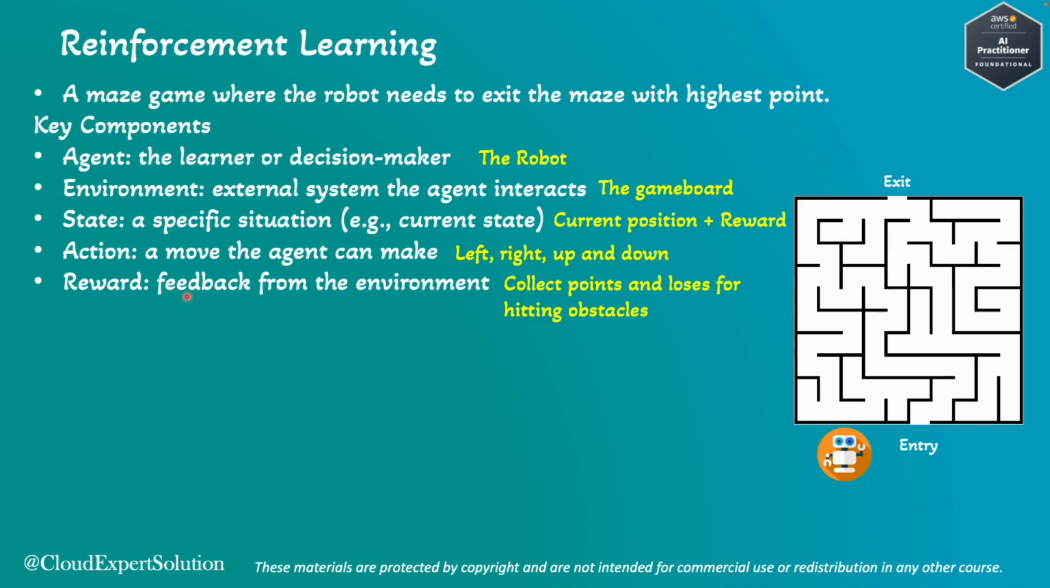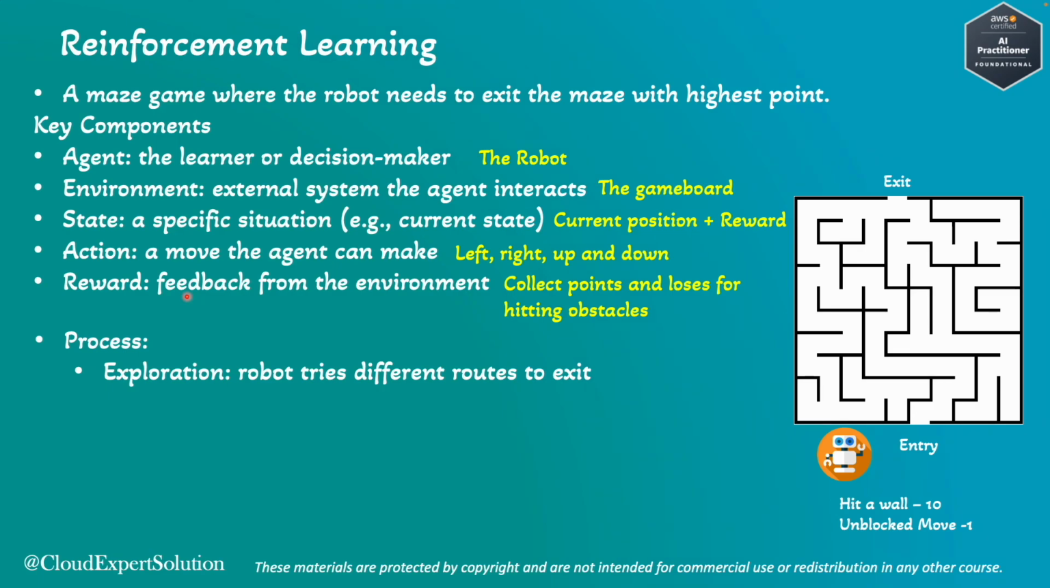In terms of reward, the robot earns points, and if it hits the wall, it gets minus 10 points. And if it makes an unblocked move, it will get minus 1 point. In terms of process, first is the exploration phase, where the robot does not know how to go from the entry to the exit. It might hit the wall, or it might move forward and then hit the wall, or it might move along and get blocked here. In this way, the robot will understand the best possible route to the exit.